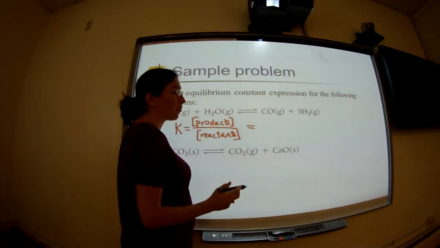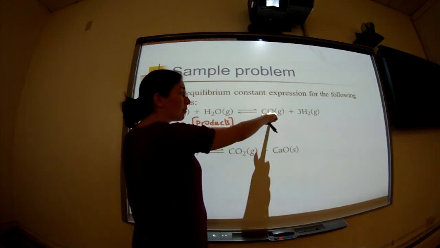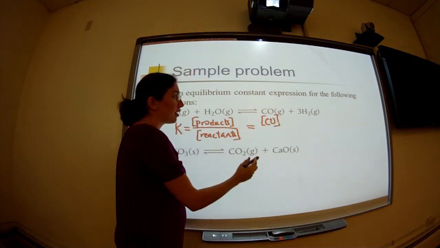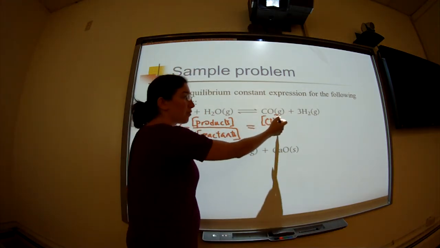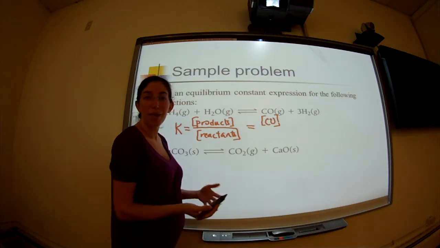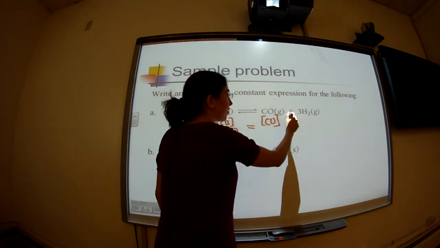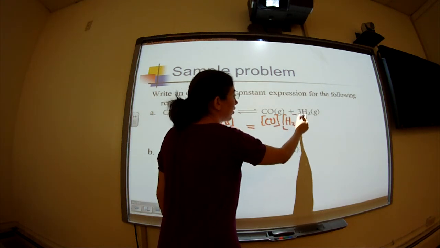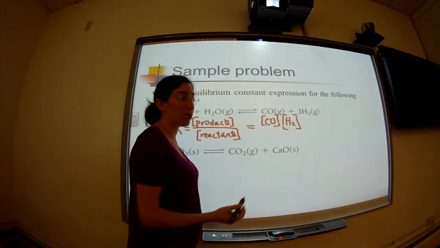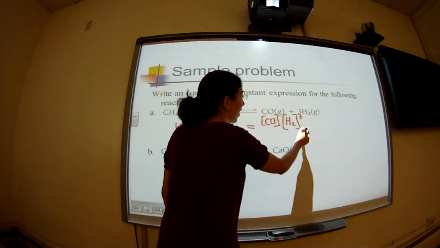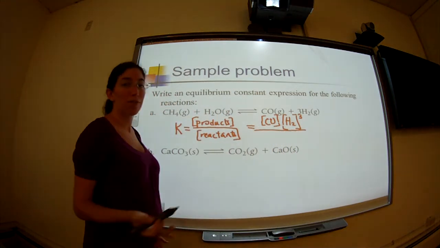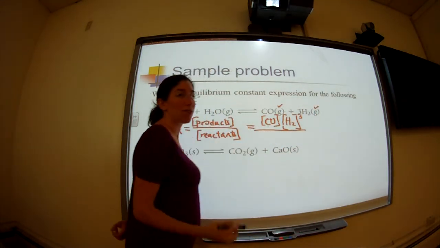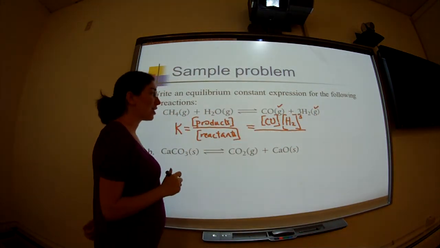In this problem, what are the products? Carbon monoxide, CO. So concentration of CO. Is there a coefficient? No, so we don't need to write anything up there. A power of 1 you don't need to write. And the other product is hydrogen gas, H2. But it does have a coefficient of 3, so we raise this to the third power. I should have reminded you to check that each of these are gases, so they're kosher to go into the equilibrium equation.